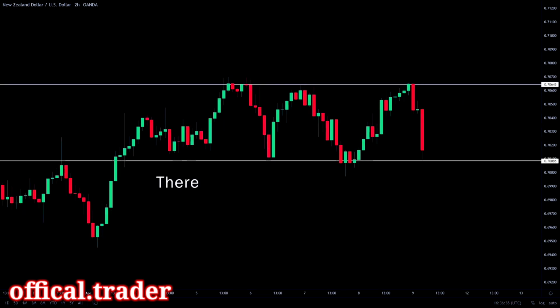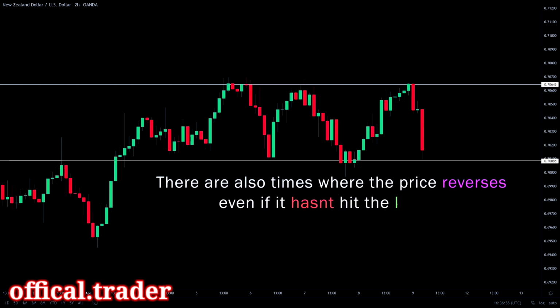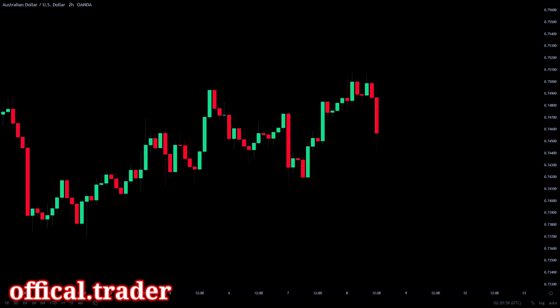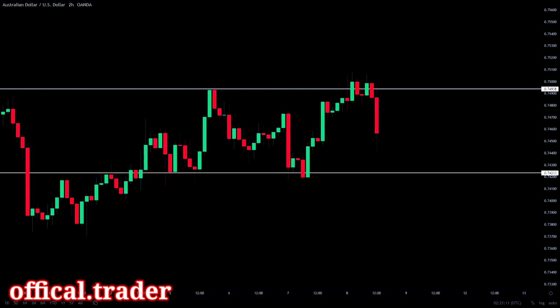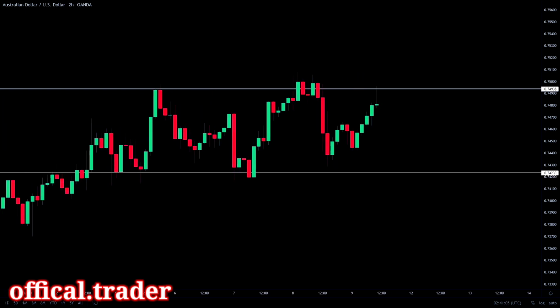But keep in mind, there are also times where the price reverses even if it hasn't hit the key level, like in this example. Here, we can see that the market is on a range, and so you can draw a level of resistance above and a level of support below here. Next, you can see that in the past, price clearly respects these levels as it tends to bounce off after hitting them. However, if you look at the recent price, we can see that the price went down and reverses upwards immediately without even touching the support level.